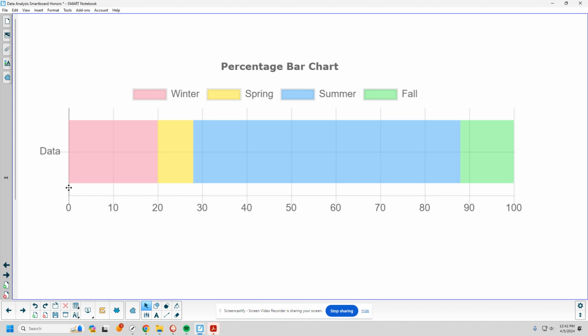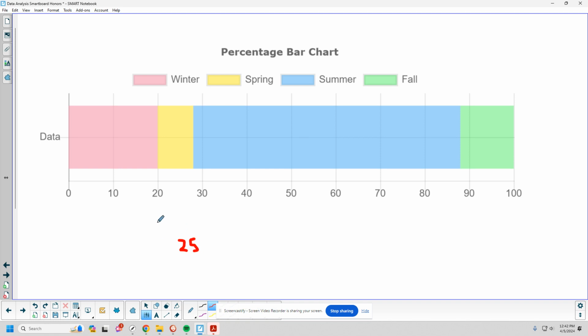So you can see 20% of the class voted for winter. A little less than 10% voted for spring, maybe like 8%. Let's see, summer, we go from like 28 up to 88. So that's like 60% of the people voted for summer, and then that looks like the other 12% voted for fall. Also, I counted the total people that voted, and there were 25 students in the class. So that worked out pretty nicely.